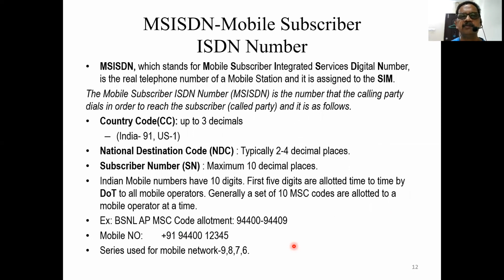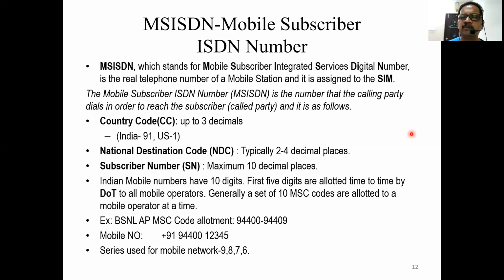There is another number called MSISDN. MSISDN, which stands for Mobile Subscriber Integrated Services Digital Network Number, is the real telephone number of a mobile station, and it is assigned to the SIM. So this is the number generally we exchange among ourselves.